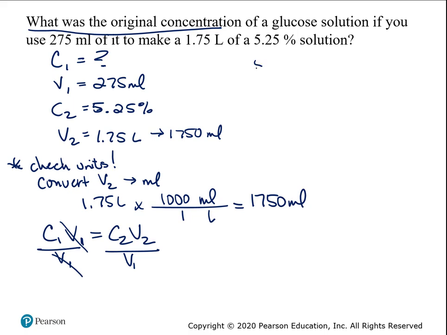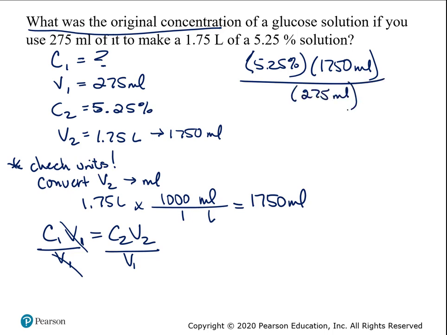So C2 is 5.25%. V2 is 1,750 milliliters. And I'm dividing it by V1, which is 275 milliliters. Do you see that I have milliliters on top and the bottom? So milliliters and milliliters can cancel. It's one of the reasons that I use my units when I do the math, just so that I make sure I have the right units to cancel. So 5.25 times 1,750 divided by 275.